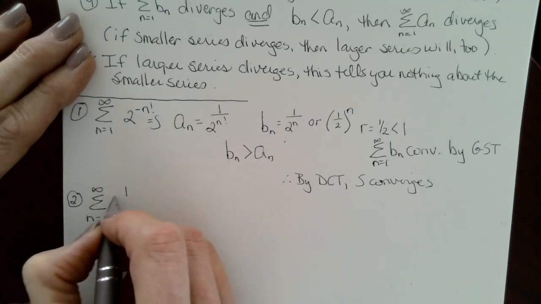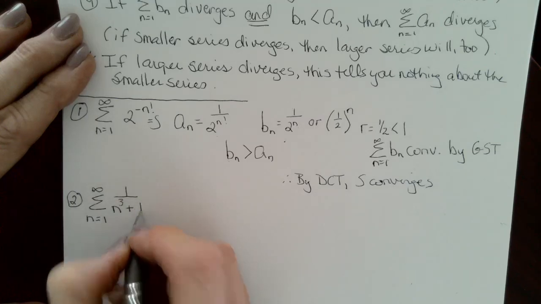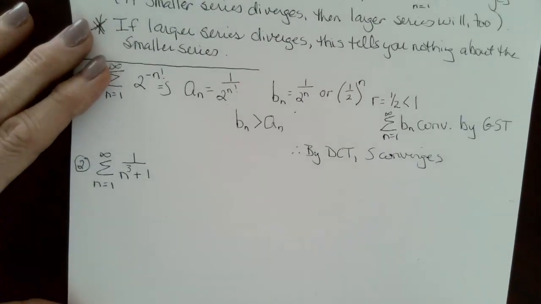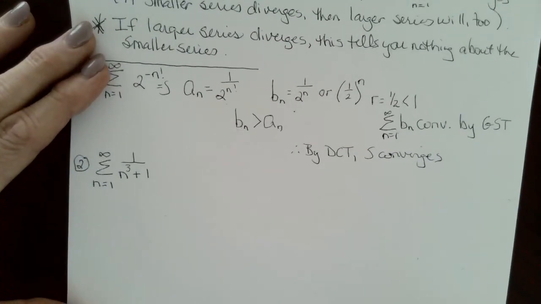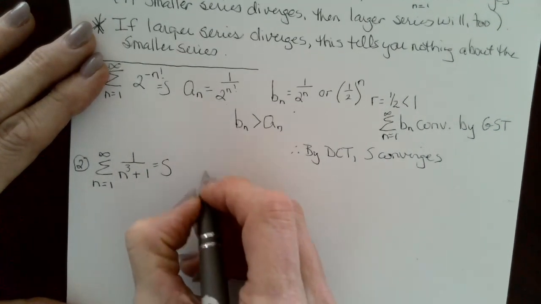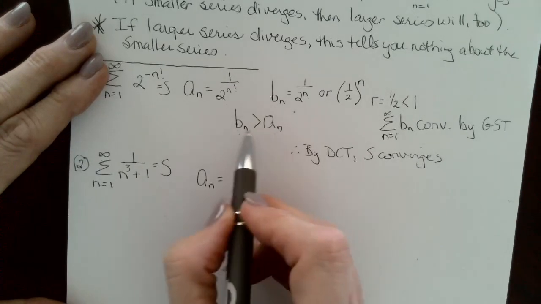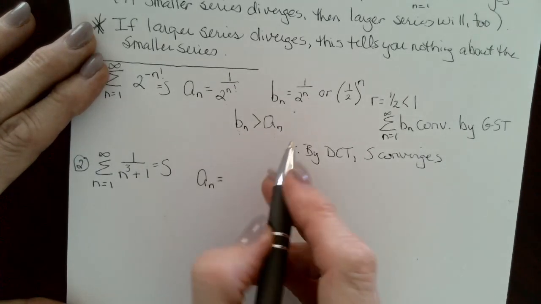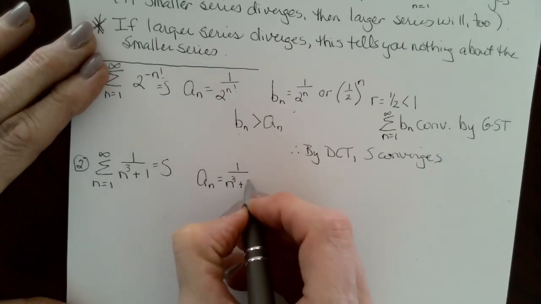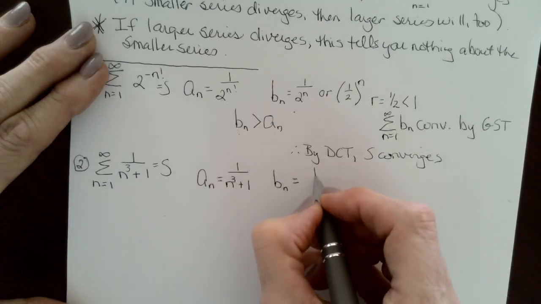Let's do 1 over n cubed plus 1. I want to say P series, but because of that plus 1 down there, I can't use that. Okay, but I know that I'm going to say equals S. A sub n is equal to 1 over n cubed plus 1. Since I have to show this in my work, I need to write what A sub n is and B sub n. I'm going to choose B sub n to be 1 over n cubed.